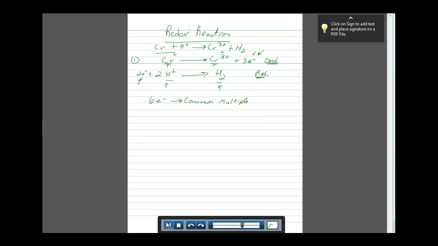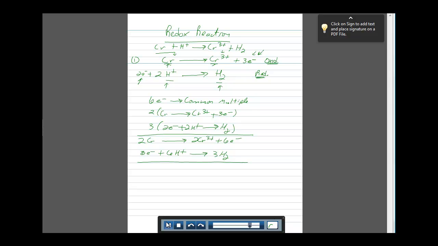Well, that's going to have us multiply the top one by 2. So taking that original half reaction and multiplying that by 2, and then the bottom one is going to be multiplied by 3. And when we do that, we end up with 2 chromiums turning into 2 chromium 3 plus ions, 6 electrons. For the second one, we have 6 electrons plus 6 hydrogen ions turning into 3 hydrogen molecules.